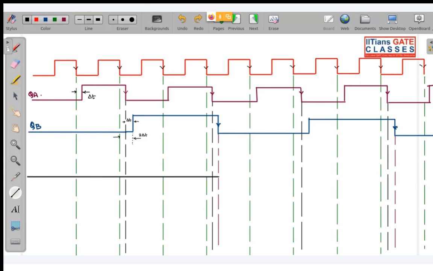So you can see this is the negative edge. If this was an ideal flip flop, your transition should have taken place here only. But you can see there is a propagation delay del t. So after del t time, the transition will take place.